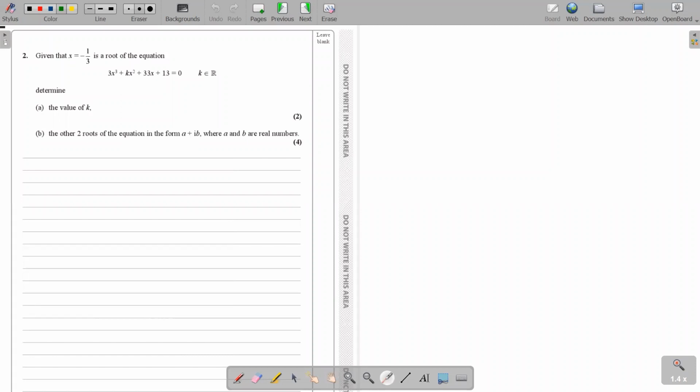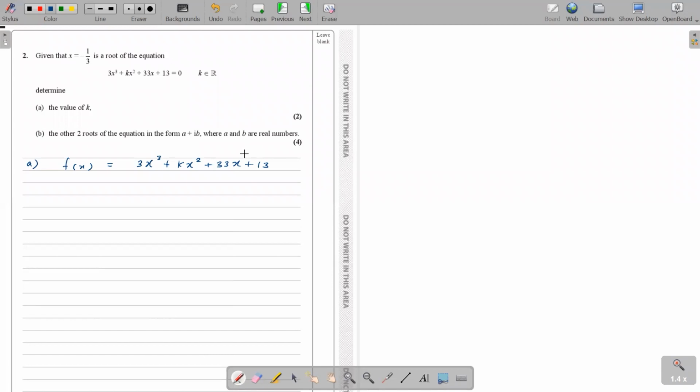Okay, moving to question number 2. Given that x equals minus 1 over 3 is a root of the equation 3x cubed plus kx squared plus 33x plus 13 equals 0, determine the value of k. Okay, how do we determine the value of k? So if x equals minus 1 over 3 is a root, what do we have to say here? So this is your f(x) equation, right? So you set f(x) as 3x cubed plus kx squared plus 33x plus 13, and you set it to 0.